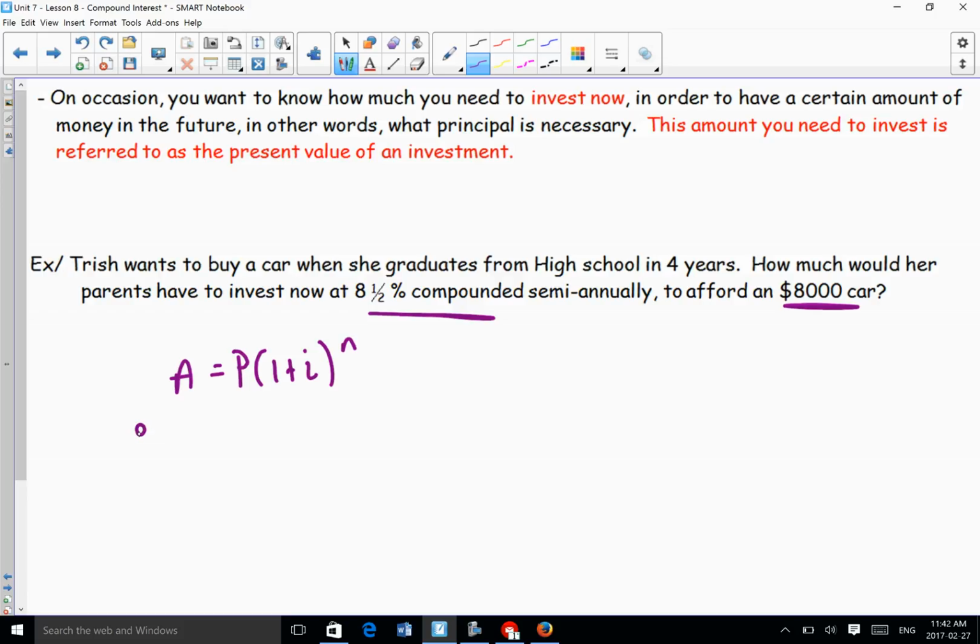we know we need $8,000. We don't know how much we need to put in now. Our rate that we can invest in is 8.5%, compounded semi-annually, so over 2. So I'm going to write that as 0.085 over 2. We're going to do it twice a year for 4 years.